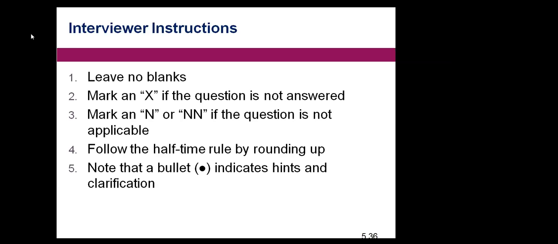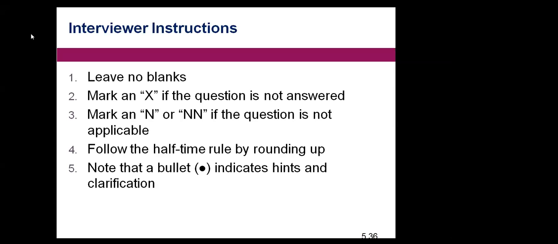Then mark an N or NN if the question is not applicable. Why N or double N? If the space is just a box, you mark an N. But if there are 2 boxes, then you can mark a double N if the question is not applicable to the client. And then follow the half-time rule by rounding up. If you are asking about a 30-day period, and the client says, yeah, in the last 14 days or 15 days, you round it up.